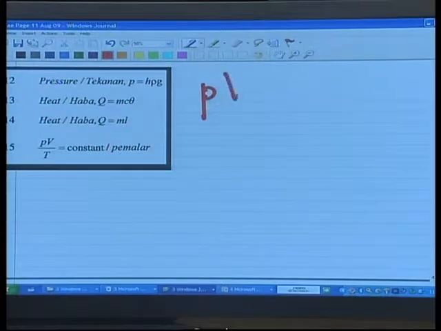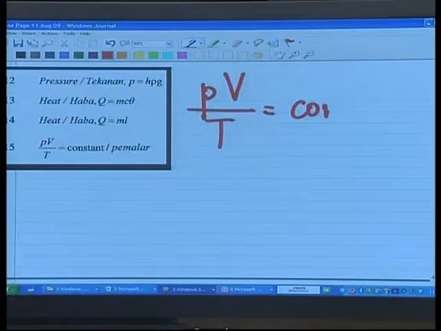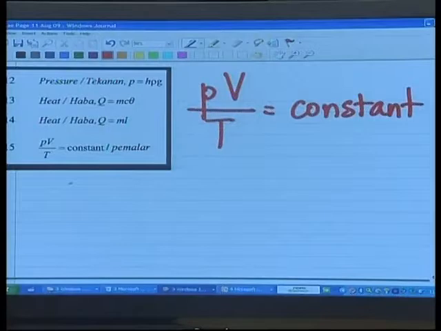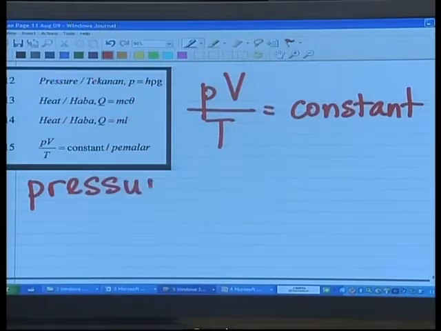P V over T equals to constant. What is P? Pressure. So we write down again. Pressure. P is pressure in Pascal. Good revision. And what about V?